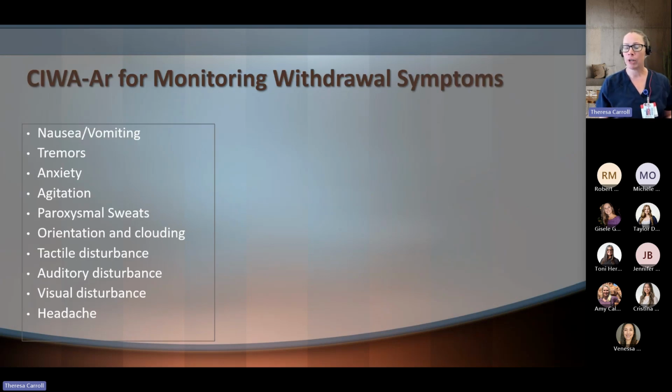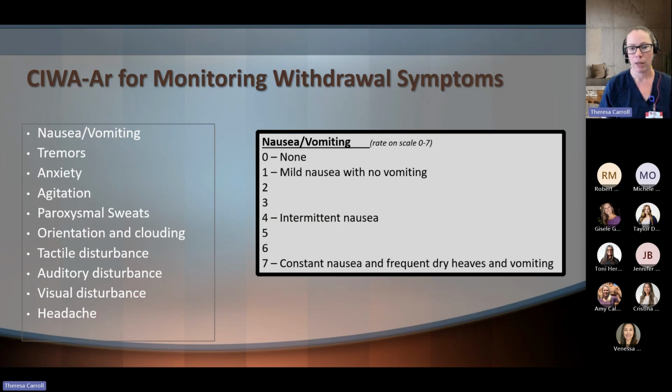So when we're monitoring, and I'm going to go through this briefly because you're going to see a video on it in a bit that goes through it much more thoroughly, the factors that we're monitoring on the CIWA include nausea, vomiting, tremors, anxiety, agitation, paroxysmal sweats, orientation and clouding, tactile disturbance, auditory disturbance, visual disturbance, and headache. When you look at your scales, hopefully this will make sense, because those are all of the things that you're assessing each time you perform a CIWA evaluation.